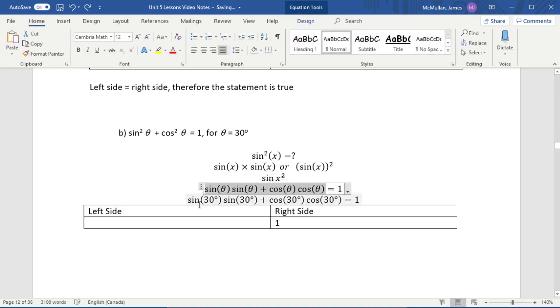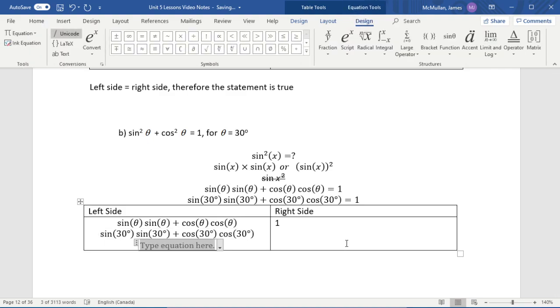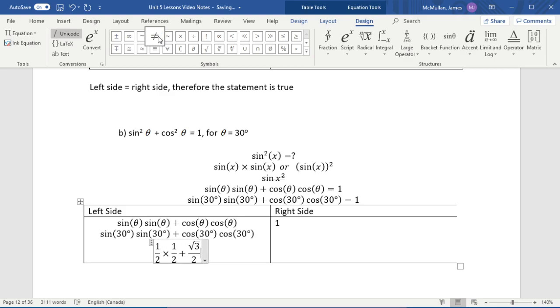So this is what's going on my left side. I'm writing it out, replacing theta with what I know it to be equal to, which is 30 degrees. Now I'm going to say, okay, sine 30, that's 1/2. Sine 30 again is 1/2. Cos 30 is square root 3 over 2. And then I'm multiplying that by another square root 3 over 2.